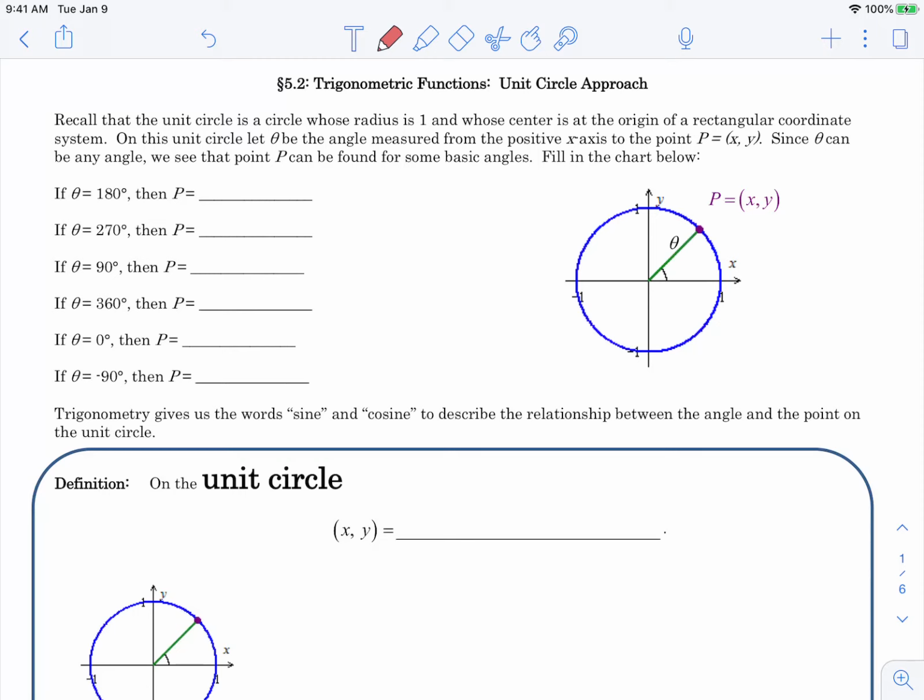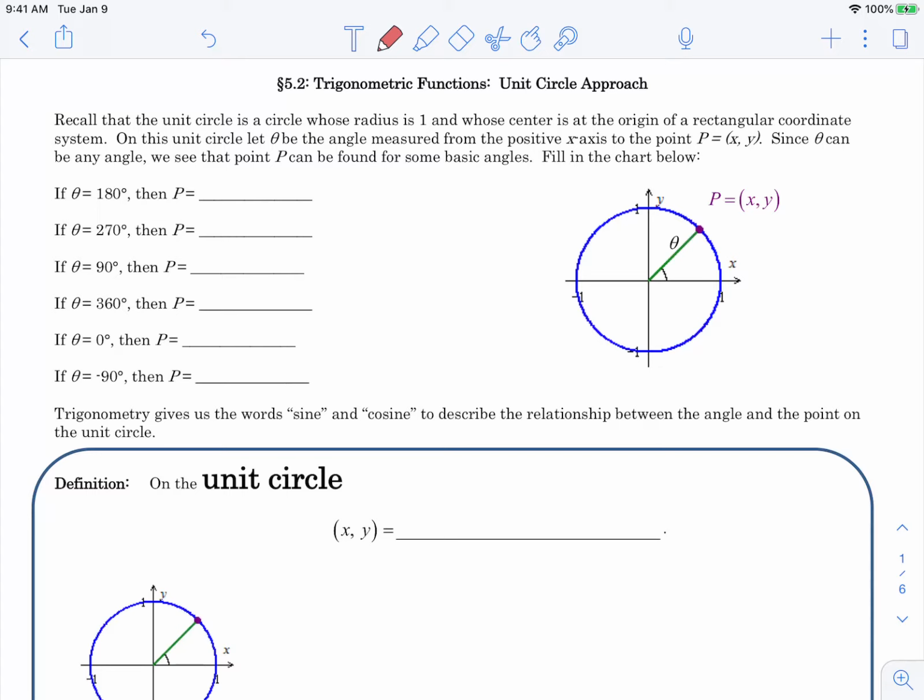So 5.2, we're going to discuss how we can use this unit circle to help us. It says, recall that the unit circle is a circle with a radius of 1, whose center is at the origin of a rectangular coordinate system. On this unit circle, let theta be the angle measured from the positive x-axis to the point (x, y). Since theta can be any angle, we can see that point P can be found for some basic angles.